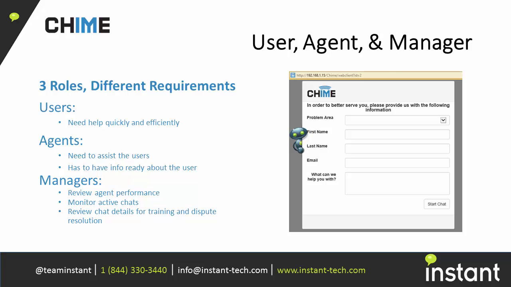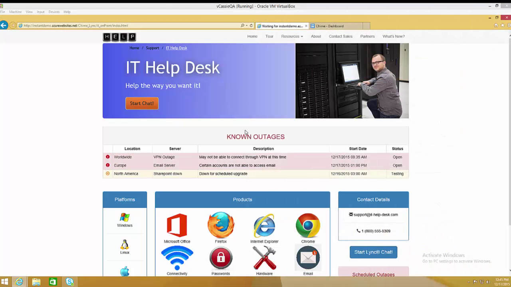So the few different roles that we have in Chime are first the user who needs help immediately. Next you have the agent who needs to assist the user, and they also need some information ready about the user. And then you have the manager who needs to be able to monitor real-time information.